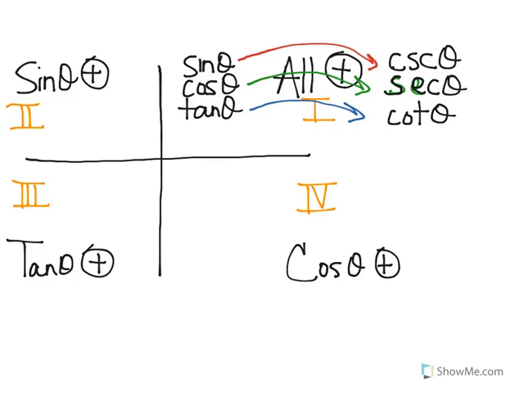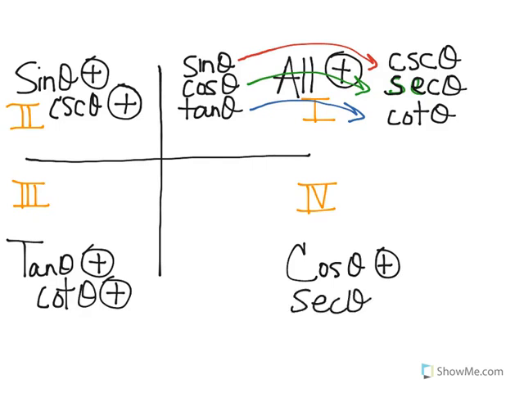So going to quadrant 2, not only is sine theta positive in quadrant 2, but also its reciprocal will be positive as well. So we want to include that cosecant theta is positive as well here. Okay. Going to quadrant 3, not only is tangent positive, but also its reciprocal function will be positive as well. So that's going to be cotangent. And finally, quadrant 4, secant theta, the reciprocal of cosine theta, will also be positive.